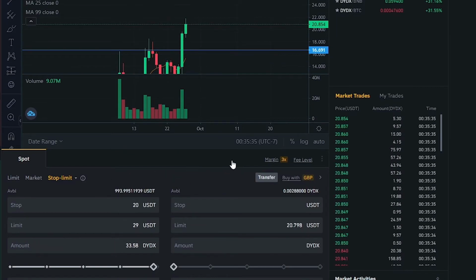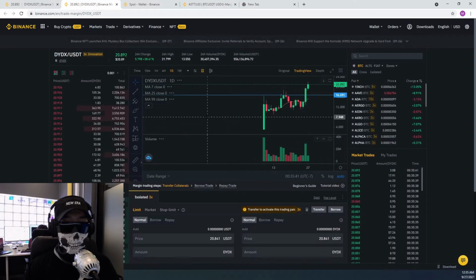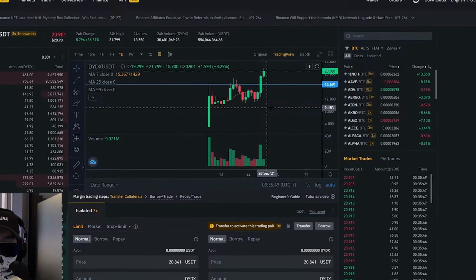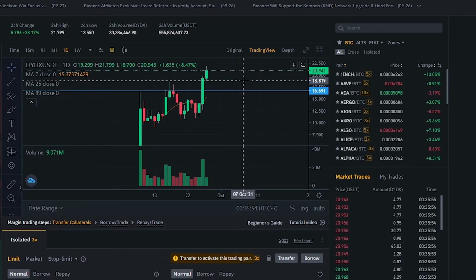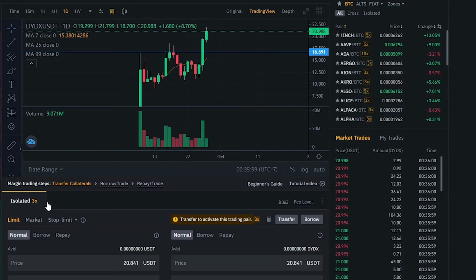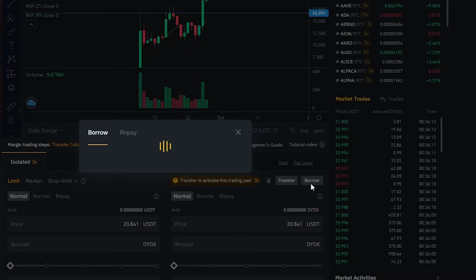Now the next thing I want to walk you guys over is margin trading. What margin allows you to do is it gives you access to leverage inside of the spot market. So you can basically borrow money to buy more of your position. So let's say I wanted to buy DYDX at $20.95 again as usual, and this time I wanted to borrow 3 times my initial collateral to buy this position because I really believe that it's about to go to $60 or something, right? What I would do then is go over down here and click on borrow.